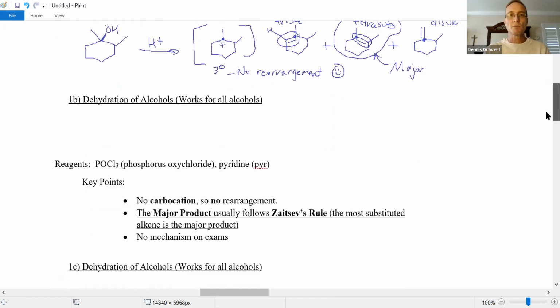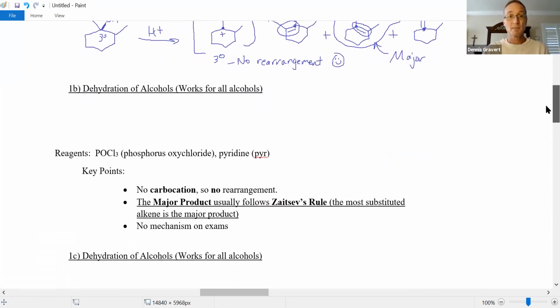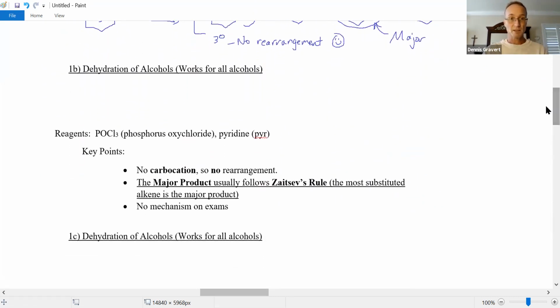Okay, another way, suppose you don't have a tertiary alcohol and you're worried about rearrangements. Time to switch mechanisms. You need to change your reagent so that you can produce an alkene without a carbocation produced along the way in the mechanism. So a good reagent turns out to be phosphorus oxychloride mixed in with pyridine.